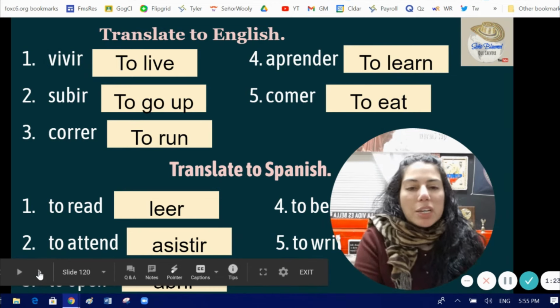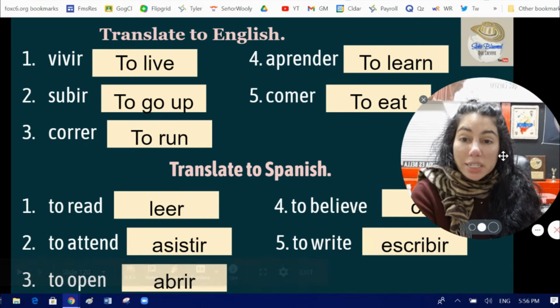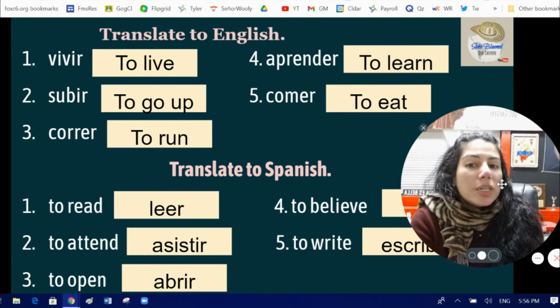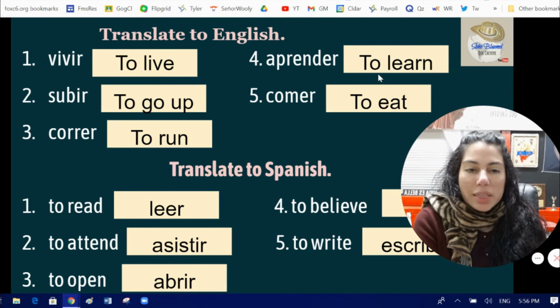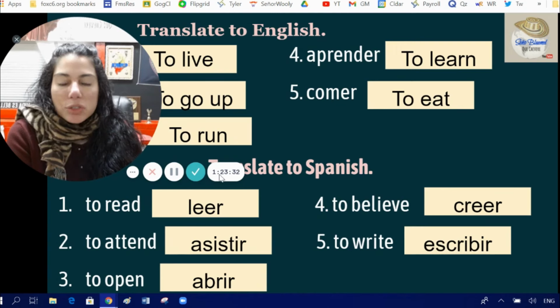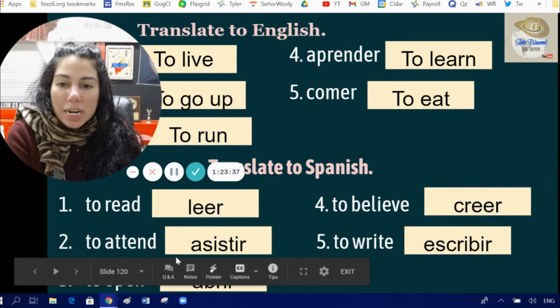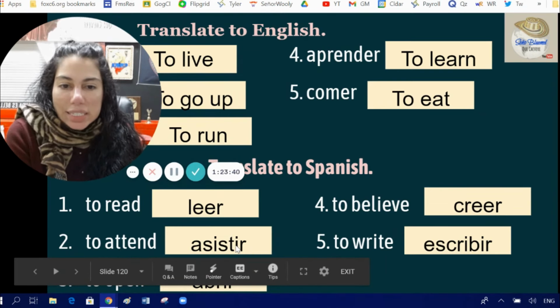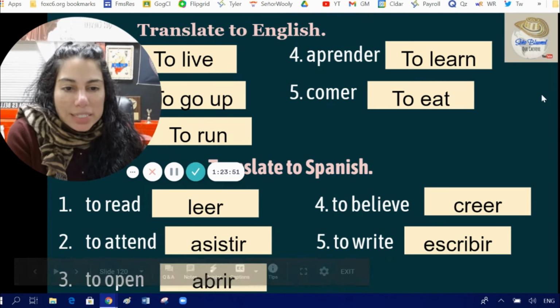So now we have here a group of IR and ER verbs in Spanish. We have vivir, which means to live, subir, to go up, correr, to run, aprender, to learn, comer, to eat. And then in here it's asking you to do the opposite, to translate this to Spanish. So to read, leer, to attend, asistir, to open, abrir. To believe, creer, and to write, escribir.